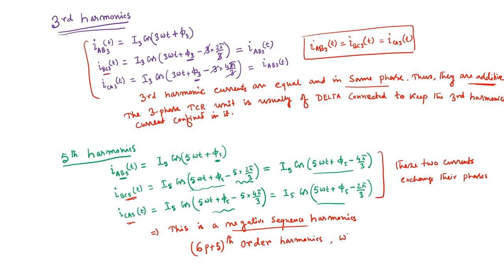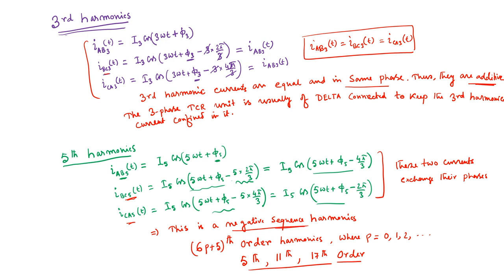where p is equal to 0, 1, 2, etcetera. So, that means this will happen to be true for 5th order harmonics. Then if you put p equal to 1, then it will be 11th order harmonics, and if you put p equal to 2, then it will be the 17th order harmonic, and so on. So, these harmonics are similar in nature, and they are negative sequence harmonics.